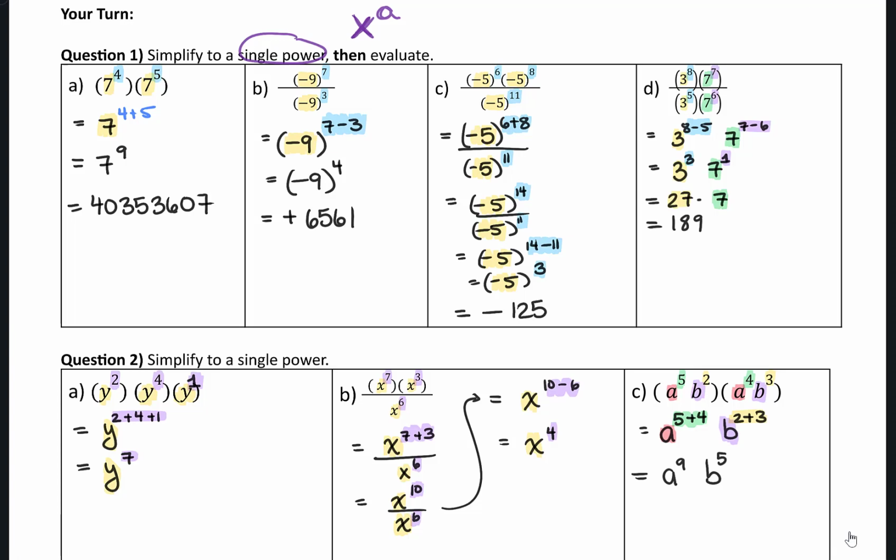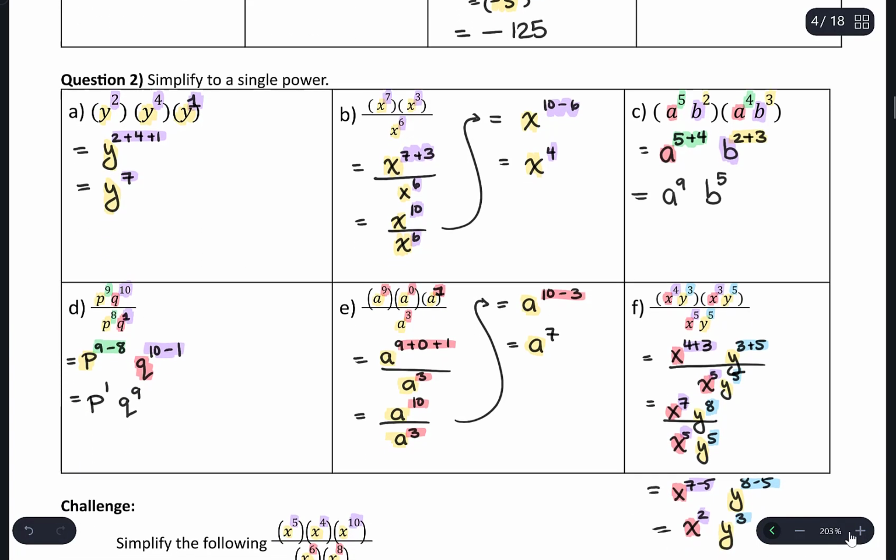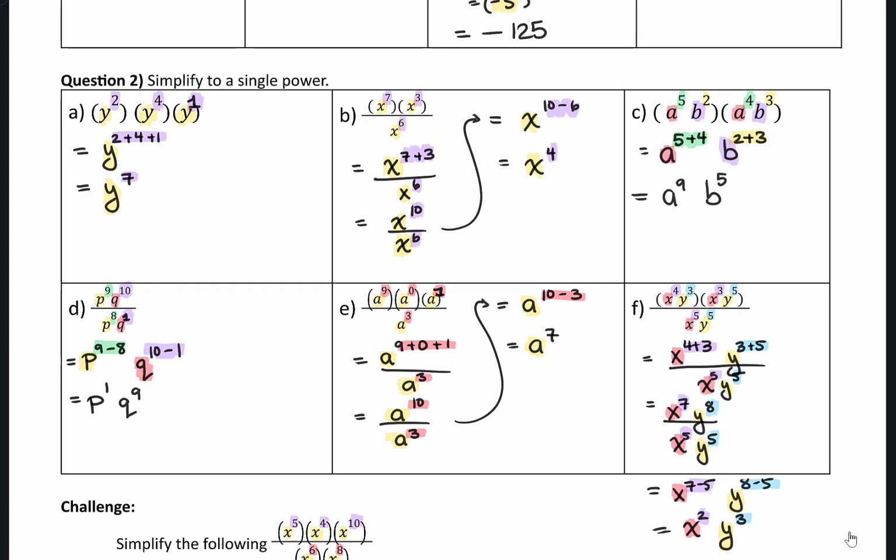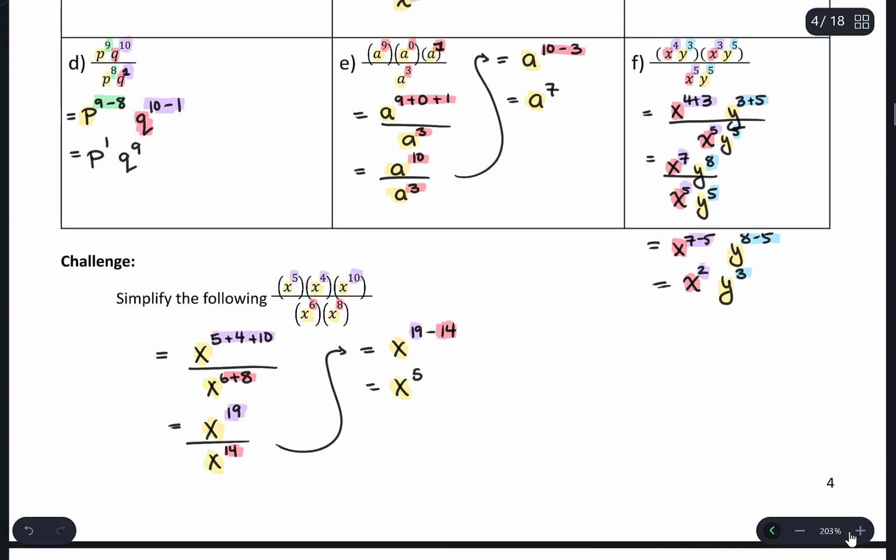So here is the solution to the first question. And here's the solution to the second question. Now, if you were up for the challenge on this lesson, here's the solution to that challenge question.